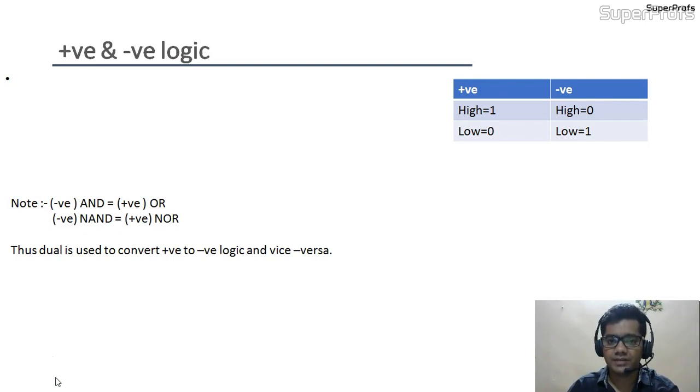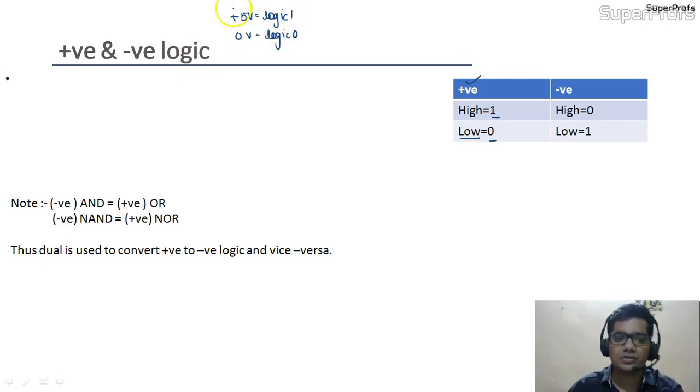Normally in our basic digital electronics, we only consider the positive logic. So what is positive logic? In positive logic, we take high input as logic 1 and low input as logic 0, because in normal applications we take plus 5 volts as logic 1 and 0 volts as logic 0. Normally we use positive logic, but there is also a negative logic, in which high input is equal to logic 0 and low input is equal to logic 1.